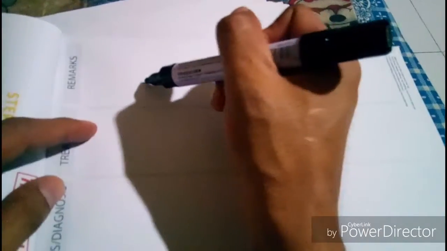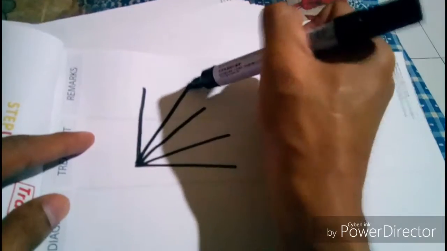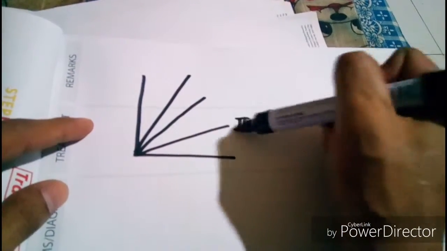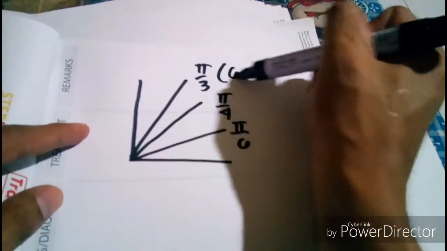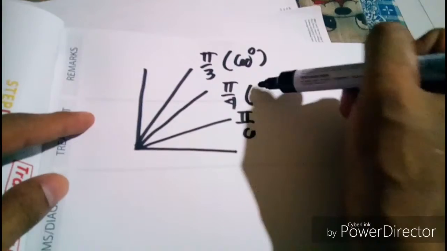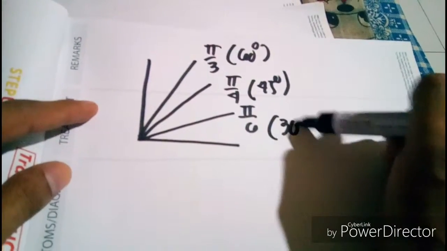Okay, so suppose we have the first quadrant of the unit circle with the angles we have here. This is pi over 6, pi over 4, pi over 3. This is equivalent to 30 degrees, 45 degrees, and 60 degrees.